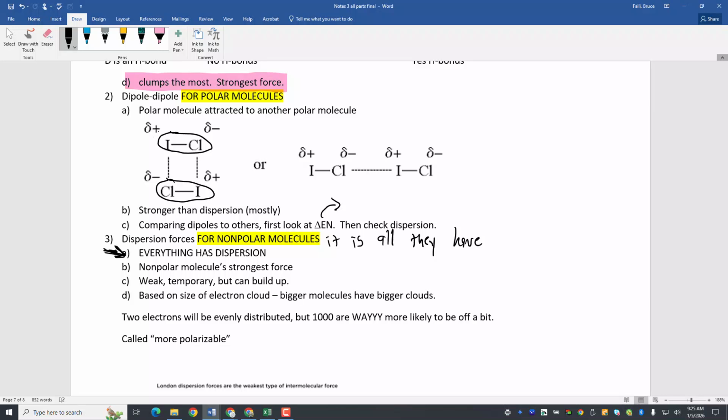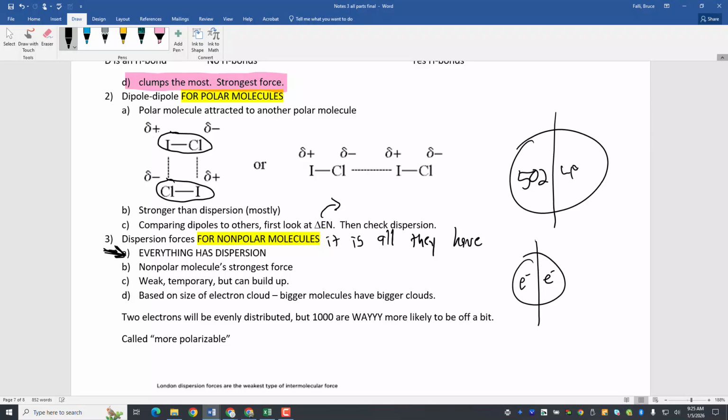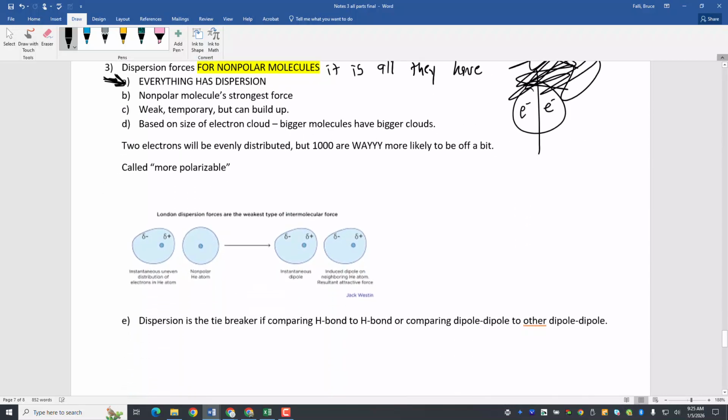2 electrons will be evenly distributed. So if there's my atom, and I have 2 electrons, I'm going to have 1 on each side. Now, if I have 1,000 electrons, we're way more likely to have like 502 and 498. You wouldn't be surprised if that's what we saw for a minute. And if we had 502 and 498, for an instant, this is going to be delta negative and this is going to be delta positive. So remember, electrons are all over the place in constant motion, so that's why it's more polarizable.